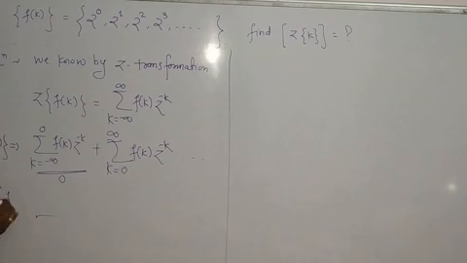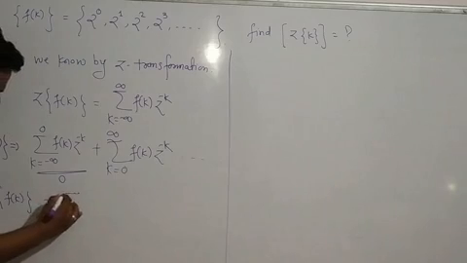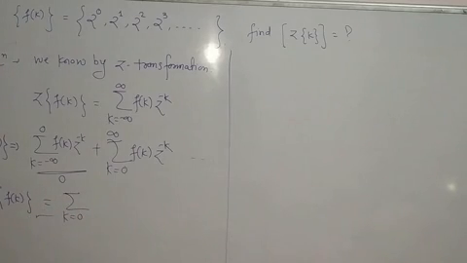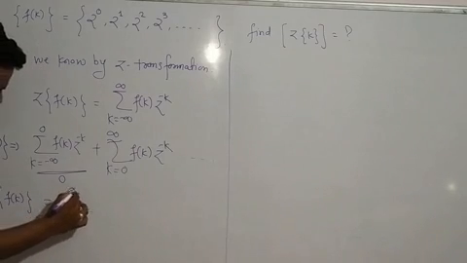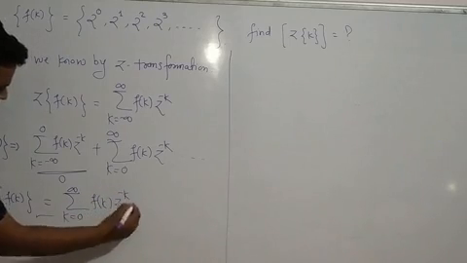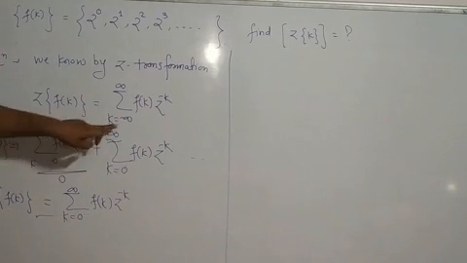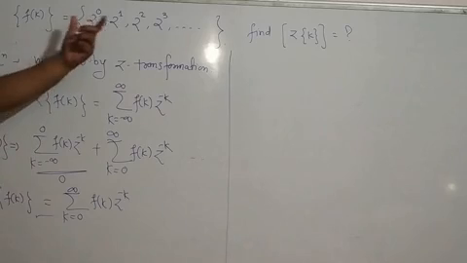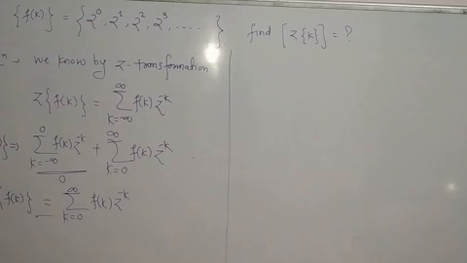So what is z of f of k? That comes out to be the summation from k equal to 0 to infinity f of k z raised to minus k. So minus infinity to infinity converts to 0 to infinity, because in the question they have given the range from 0 to infinity. Now substitute one by one, starting with 0.